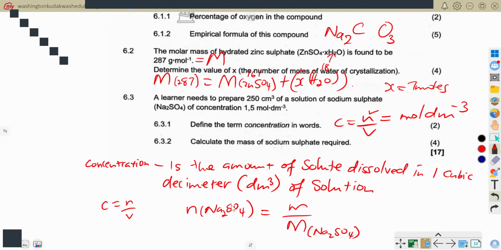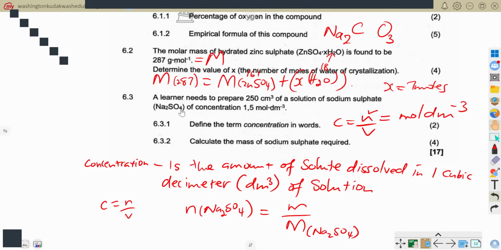Because I know that the number of moles is given by mass divided by the what? By the molar mass. So I can calculate the molar mass of sodium sulfate and then use the number of moles that I would have found using the concentration and the volume. So now let's see how we would have tackled that.